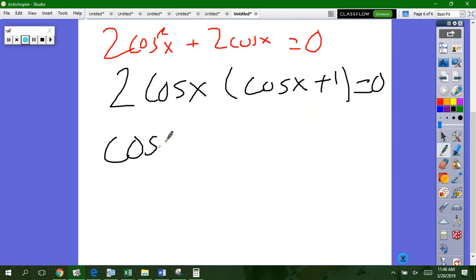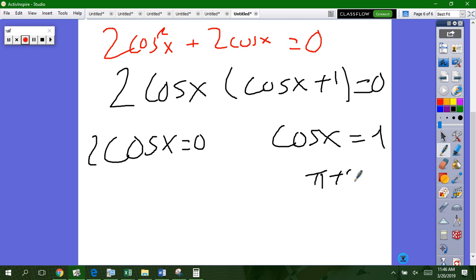Basically, this is saying where does cosine of x equal 0, because I divided the 2 over, but I'll keep it there for right now. And this is saying where cosine of x equals -1. Now, this one's easy. This one's pi plus 2 pi n.